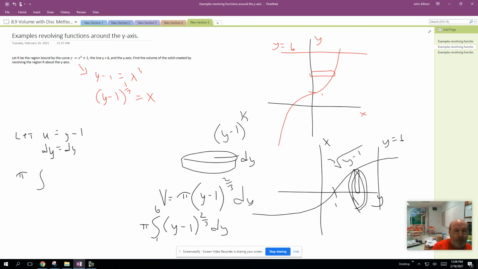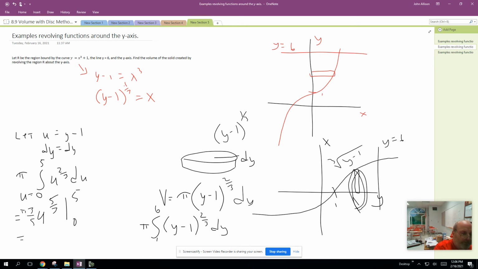When y equals 1, u equals 0. And when y equals 6, u equals 5. So we're changing limits of integration to match the variable we're integrating with respect to. And this is going to be u to the 2/3 du. So now we can integrate that. We add 1 to the exponent, that would be u to the 5/3, and divide by the new exponent. Dividing by 5/3 is the same as multiplication by 3/5. We still have our pi outside, and we're going to evaluate that from 0 to 5.